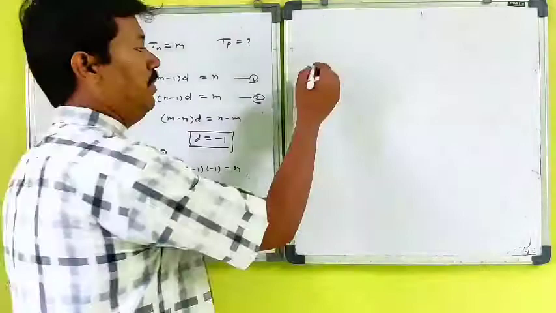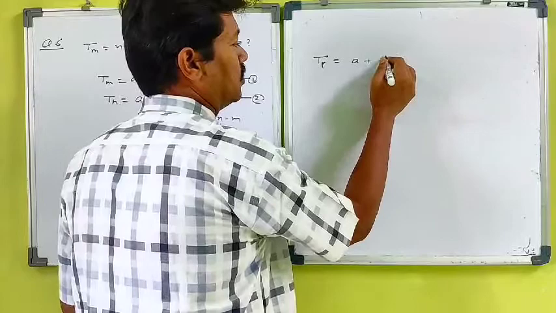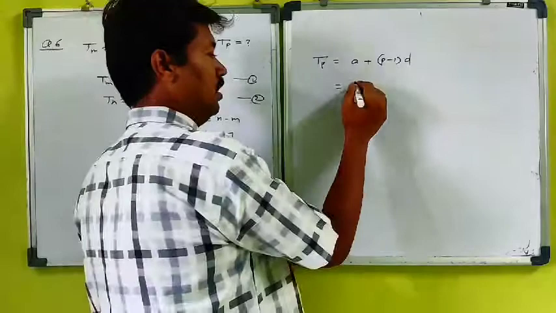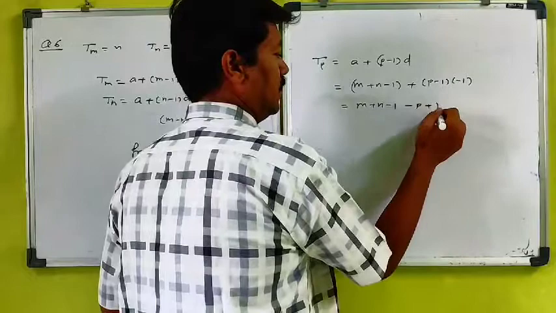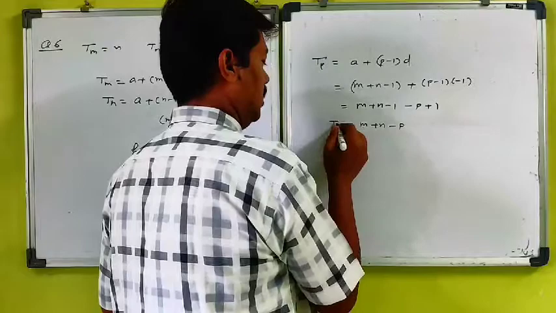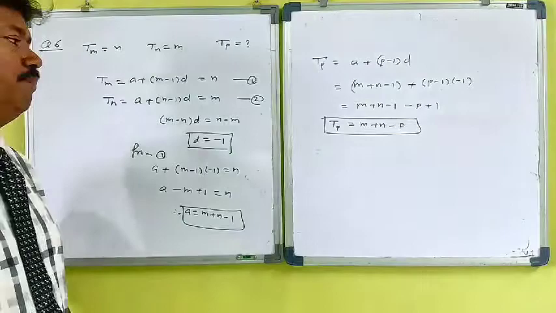So what is Tp now? Tp is a plus (p minus 1)d. So put the value of a as n plus m minus 1 and d as minus 1. So it is n plus m minus 1 minus p plus 1, so this is cancelled. So Tp is n plus m minus p, that is the pth term of this expression.